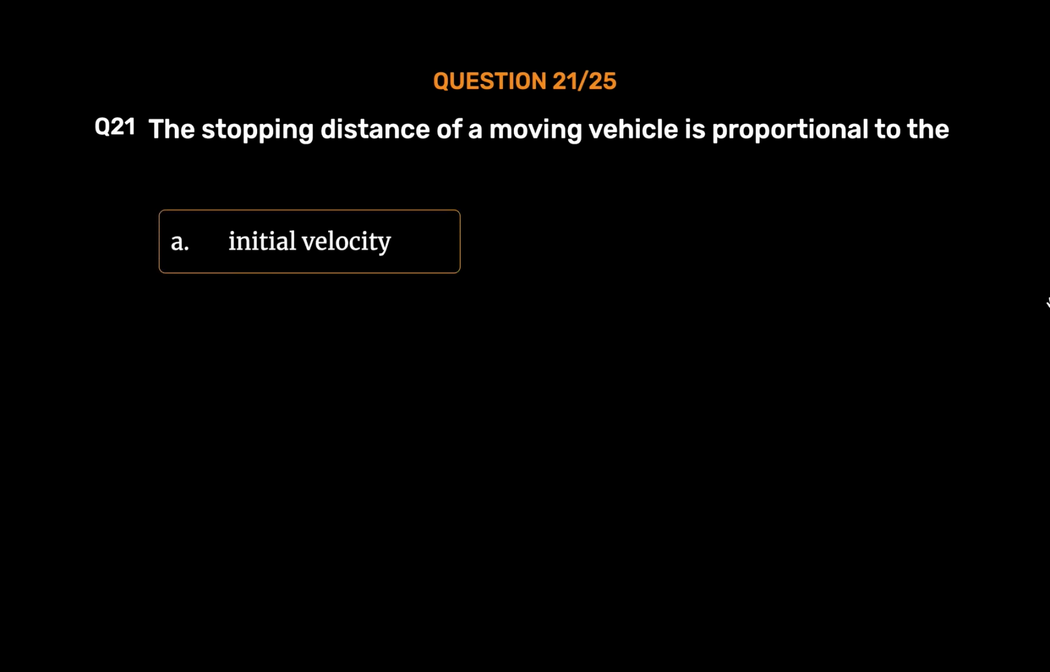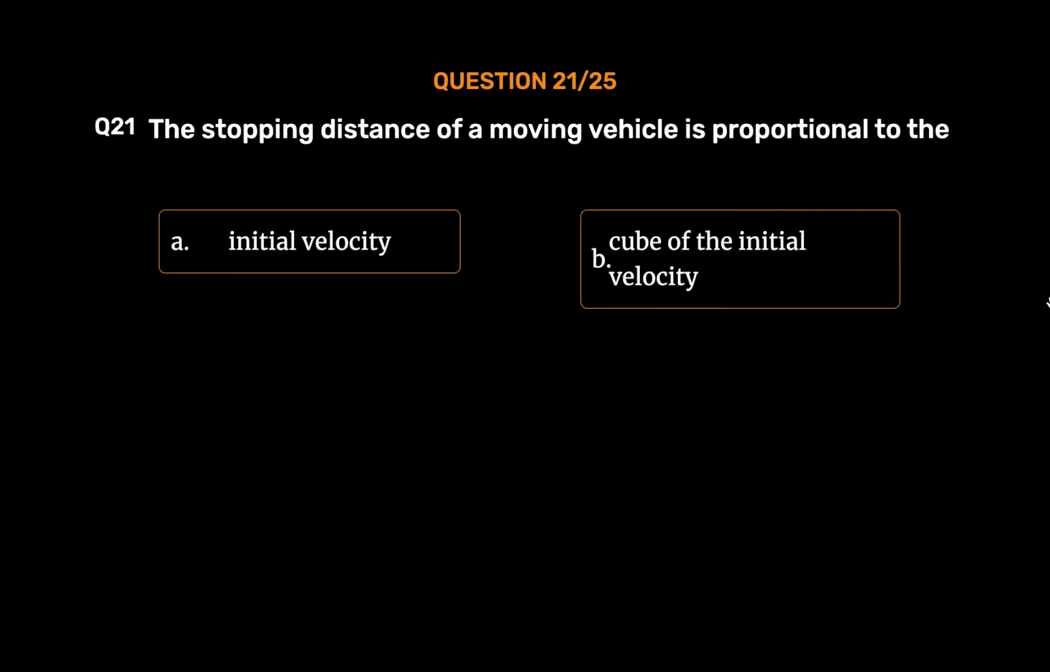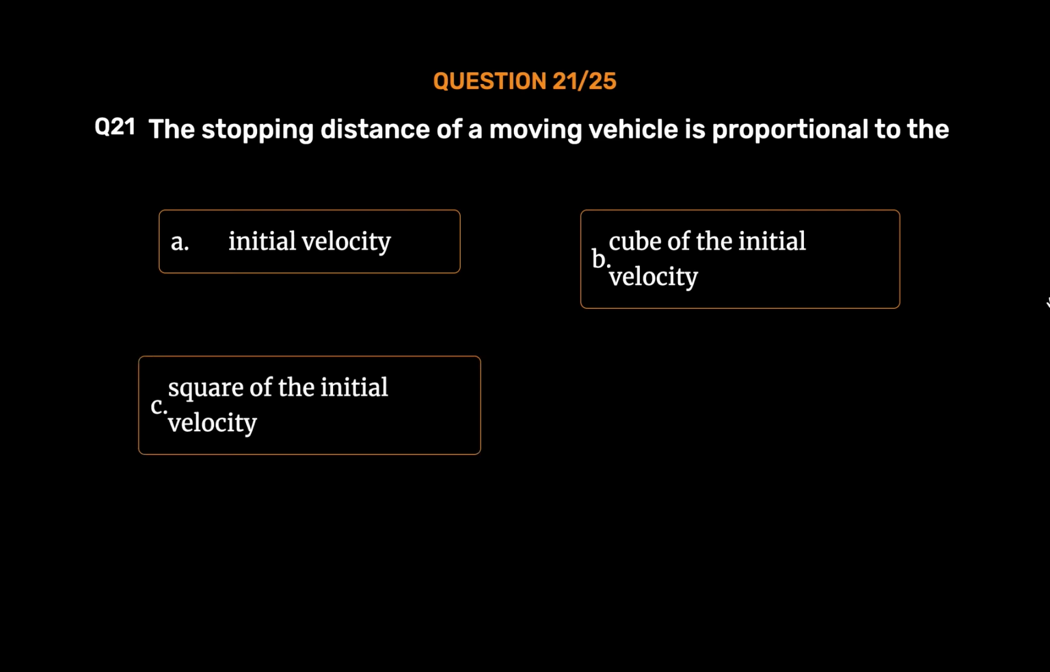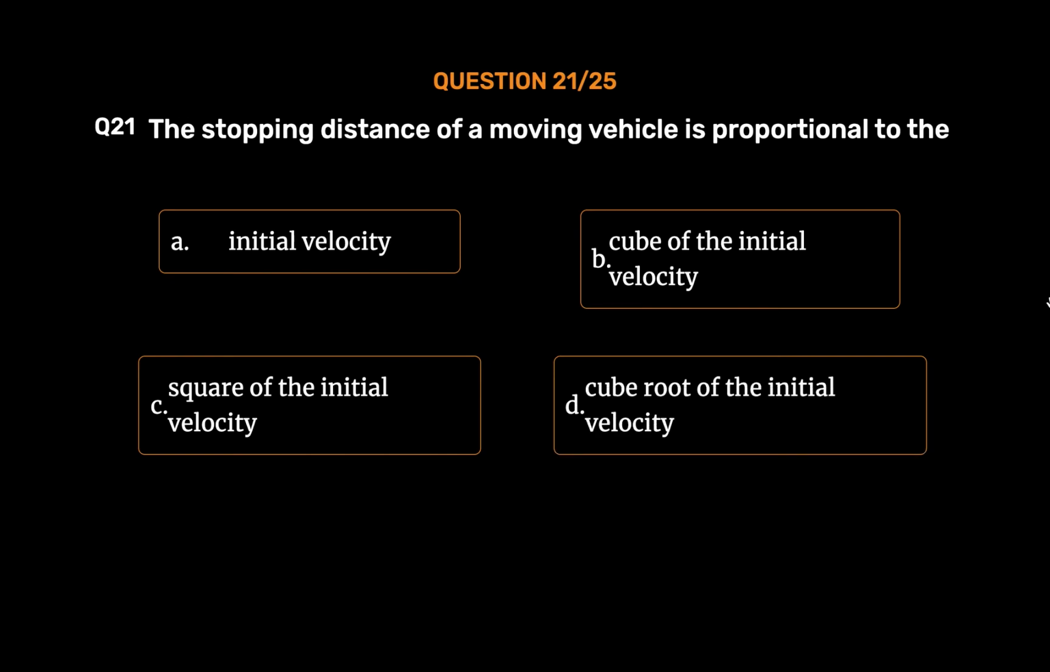Initial velocity. Option B. Cube of the initial velocity. Option C. Square of the initial velocity. Option D. Cube root of the initial velocity. The correct answer is option C, square of the initial velocity.